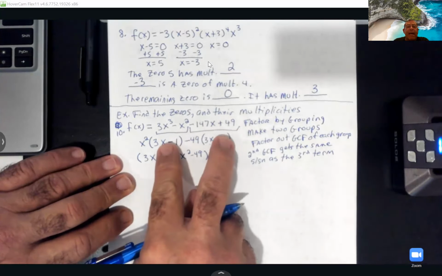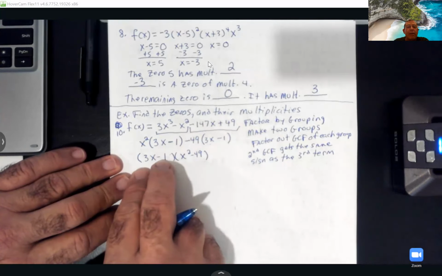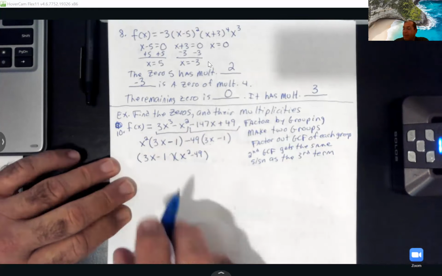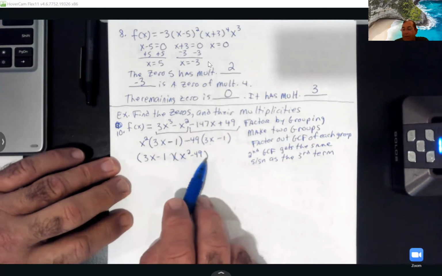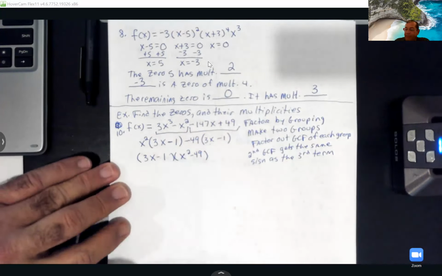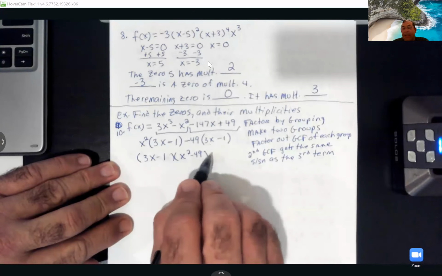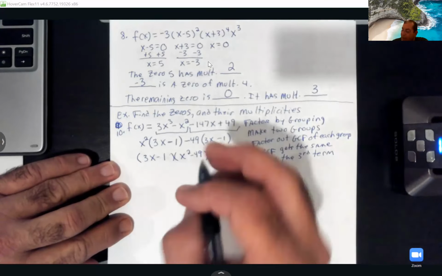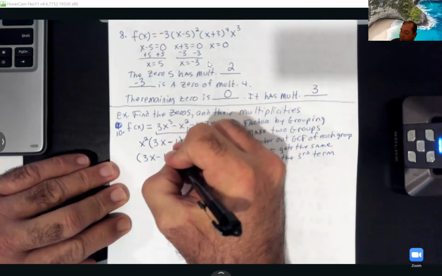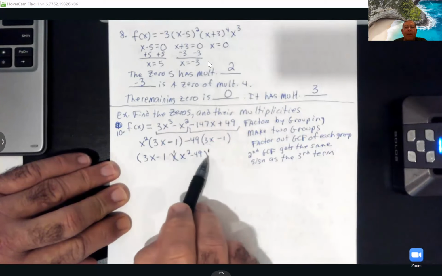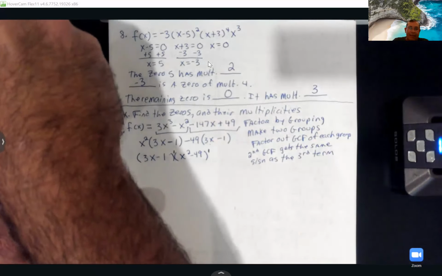So the stuff inside the parentheses will make 1. The stuff outside will make the other. So at this point, it's factored. Now, these are my factors. There's no exponents on the outside of these parentheses. So we would treat both of these parentheses like they have a 1 to the outside, okay?